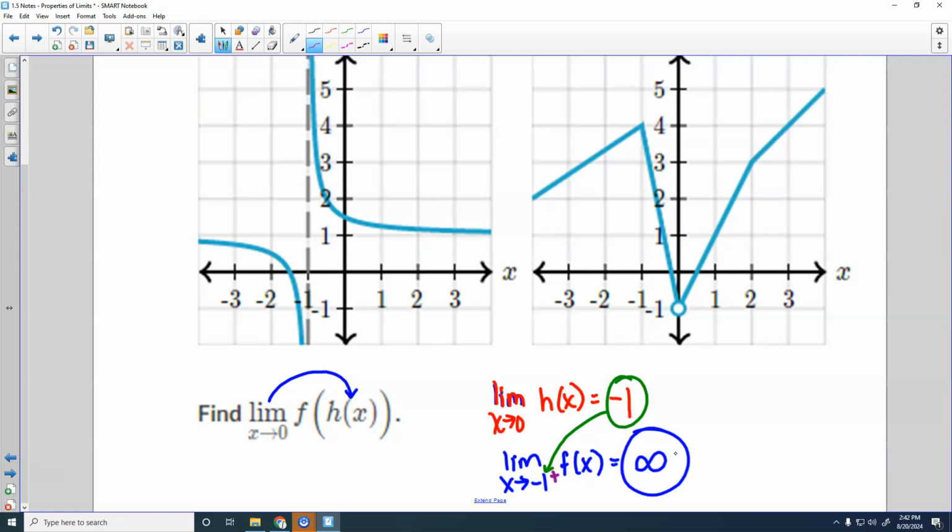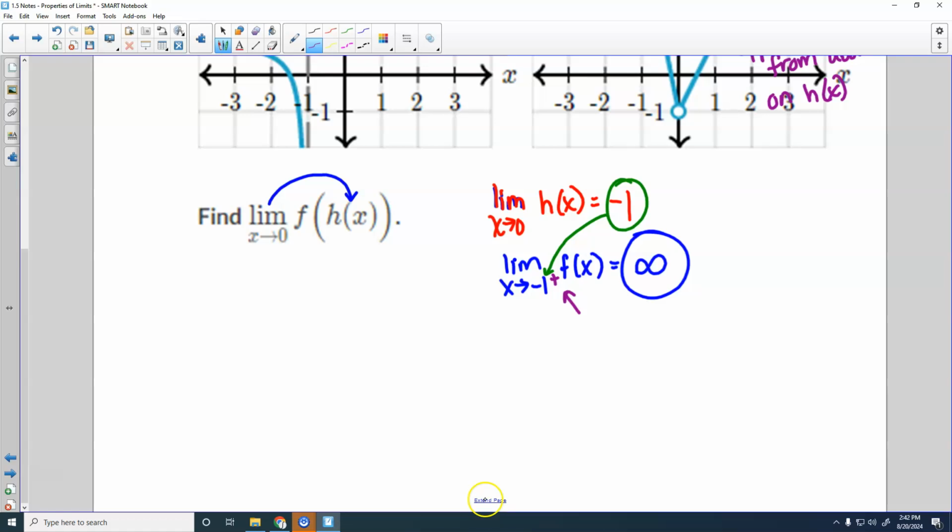And I'm going to go back to the last problem we just did to show you why I didn't consider it there. So if we're approaching from above on h of x, that turns into approaching from the right.